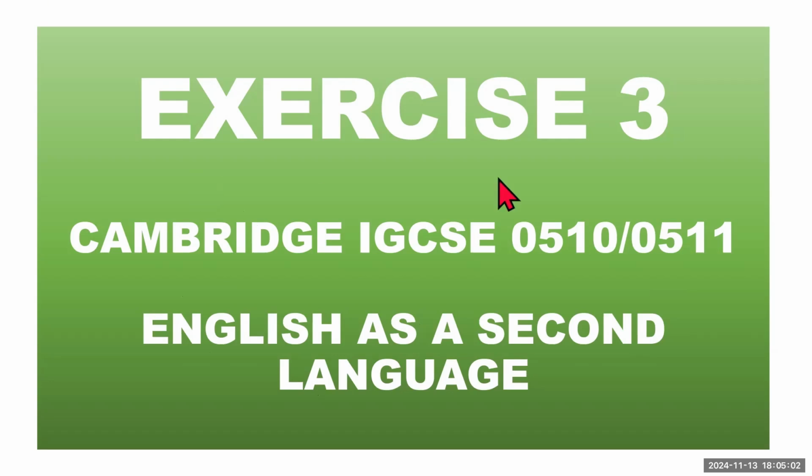In this lesson, we will be doing exercise 3. This is the Cambridge IGCSE 0510 or 0511, English as a Second Language. This is a straightforward question, but we want to do it in a way that is very fast so that you can save time and spend that time on the last two writing questions instead.